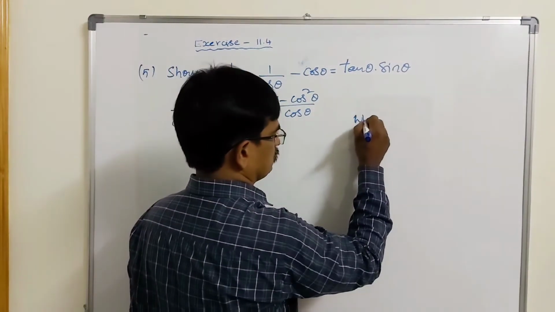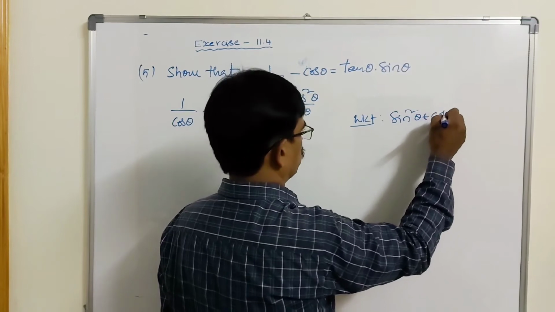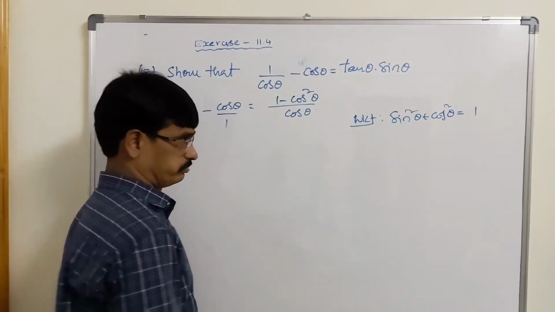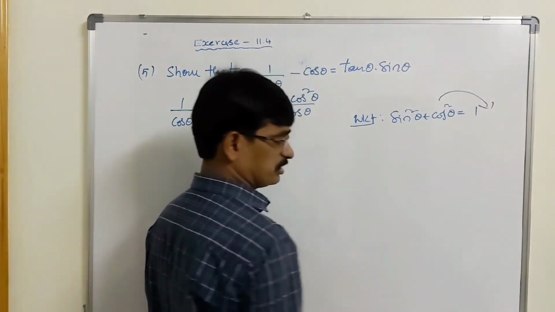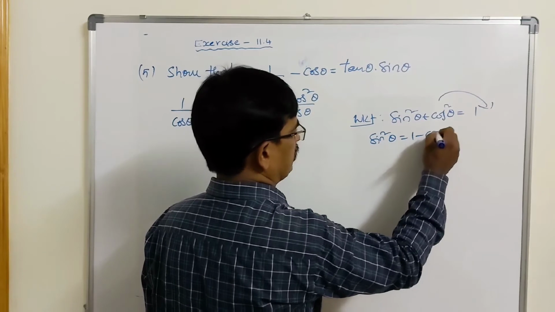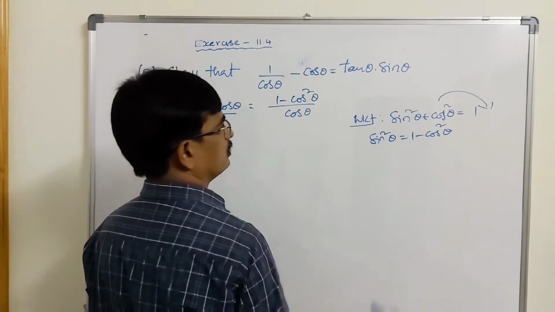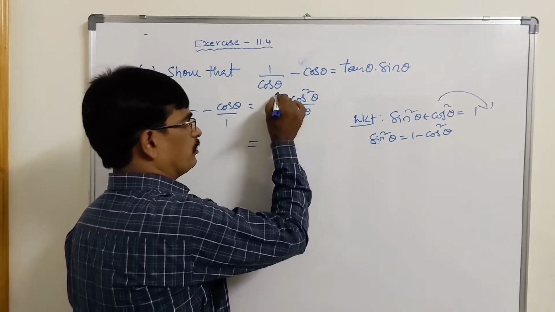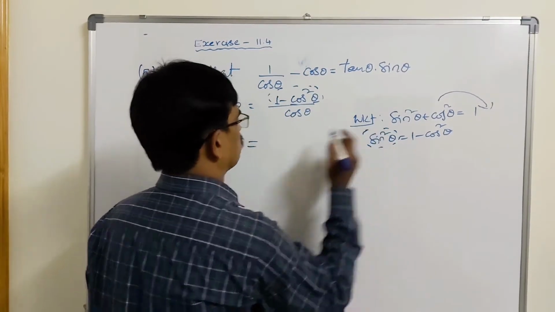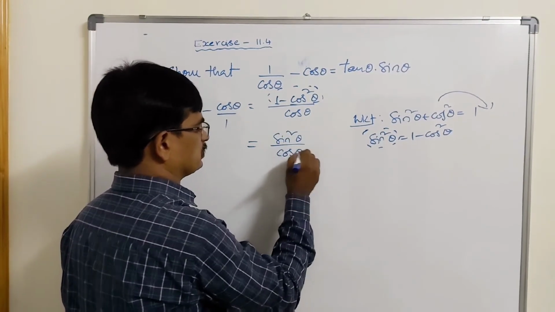But we know that sin square theta plus cos square theta is equal to 1. If you transpose cos square theta to the RHS part, then sin square theta is equal to 1 minus cos square theta. Now 1 minus cos square theta is replaced by sin square theta. Sin square theta by cos theta.